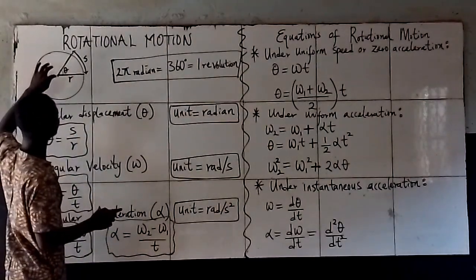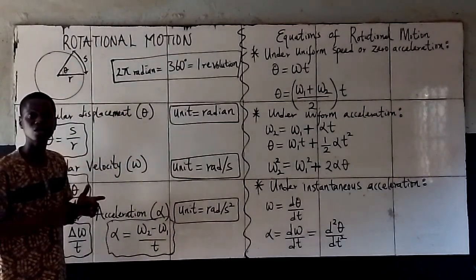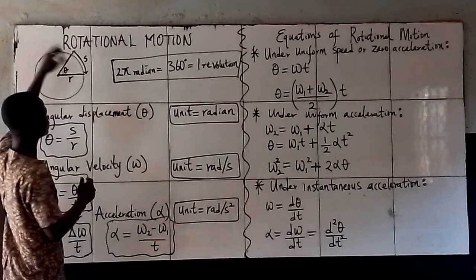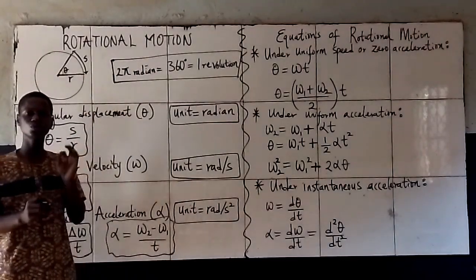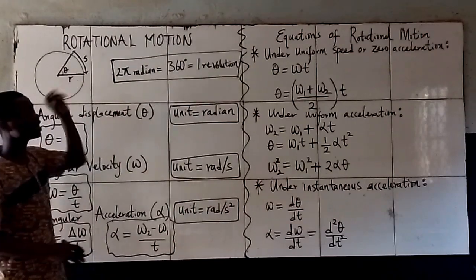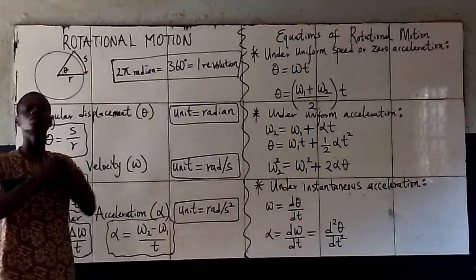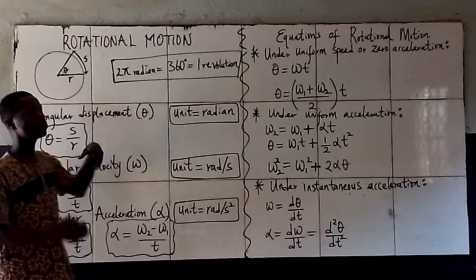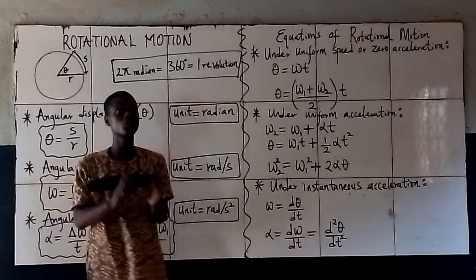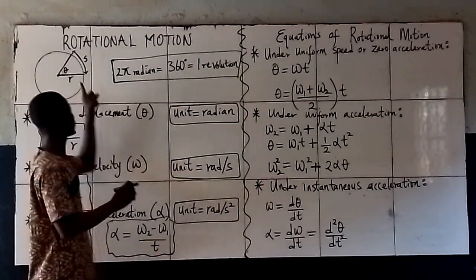And like we all know, from the center to the circumference, that distance is specially called what? r. And what is r? Radius. So these are the key quantities you need to know before we start looking at rotational motion. Theta is the angle, s is the linear displacement or the linear distance, r is the radius. Is that clear?